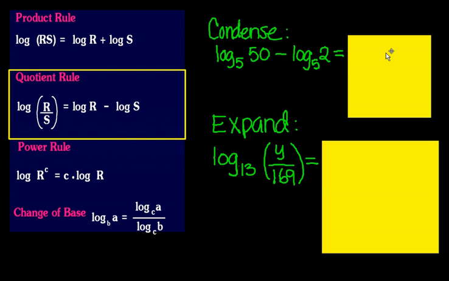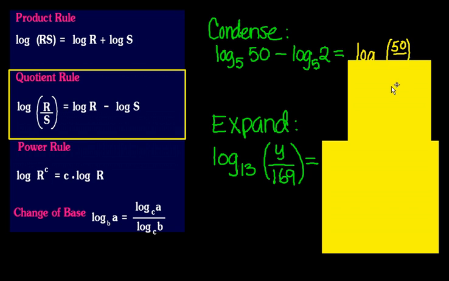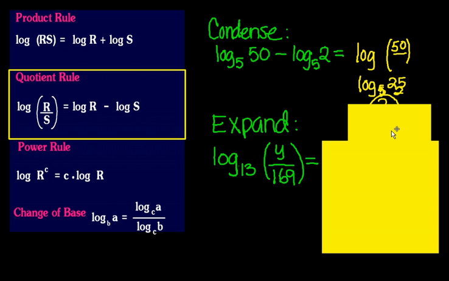Okay, so let's take a look at this first example. Since they're asking me to condense, that means they want me to take the difference of these two logs and write them as one single log. Remember, you take the same base. Since they have the same base and we're subtracting, we can rewrite that as log base 5 of 50 divided by 2.